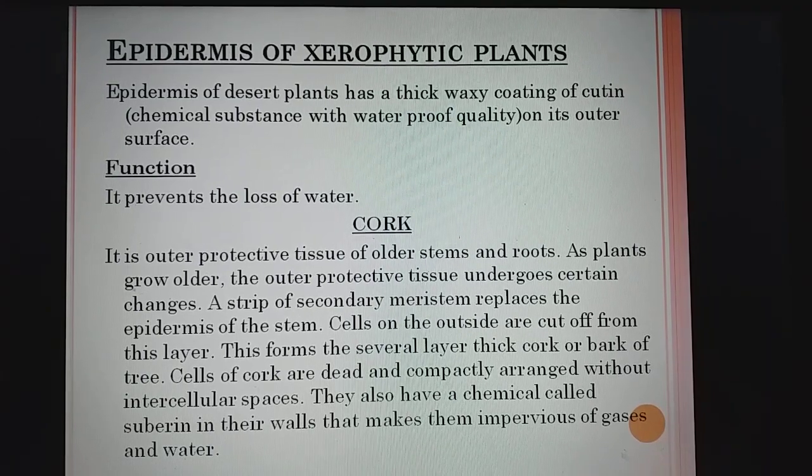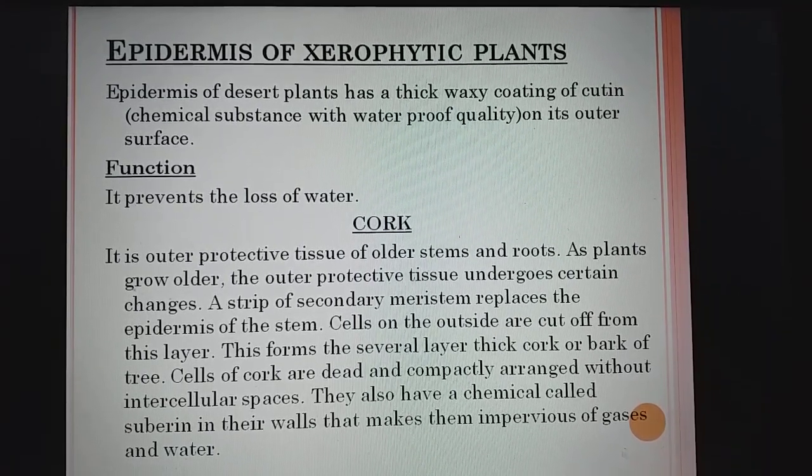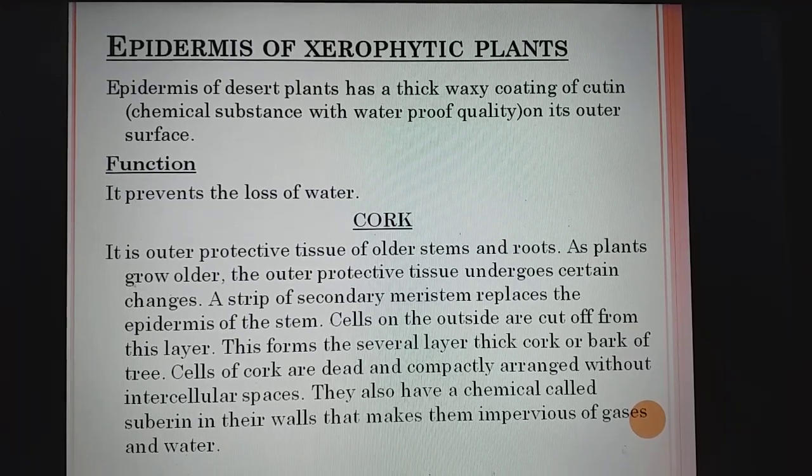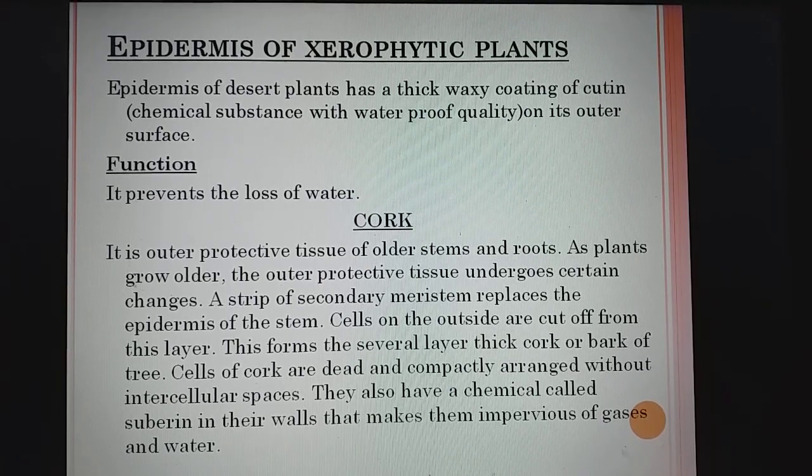And if we see the structure of this, then these cells are dead and compactly arranged. Compactly means they are arranged near to each other without any intercellular spaces.